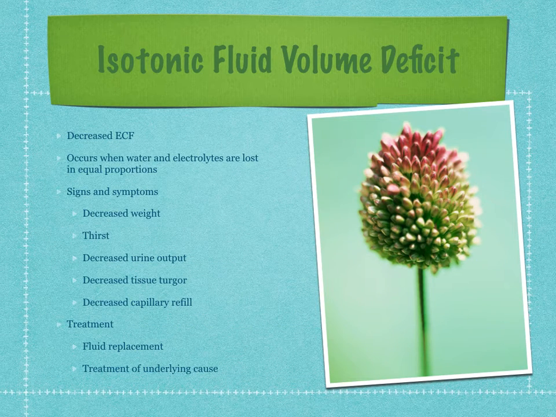So let's talk a little bit about isotonic fluid volumes, in this case, deficit. With the isotonic fluid volume deficit, we see decreased extracellular fluid, both in the interstitial areas and also in the blood vessels. It occurs when water and electrolytes are lost in equal proportions. Some of the signs and symptoms include decreased weight, thirst, decreased urine output, decreased tissue turgor, and decreased capillary refill.